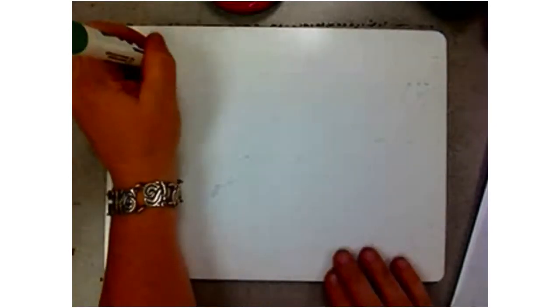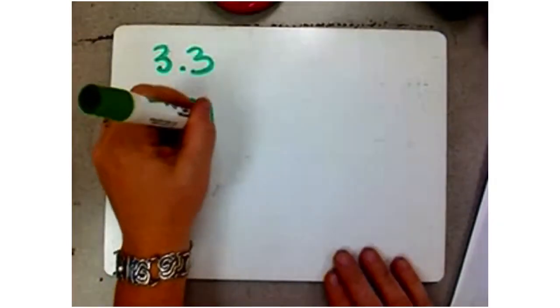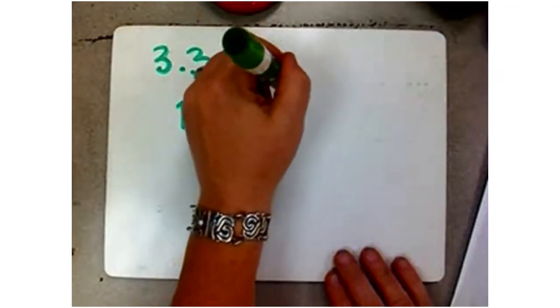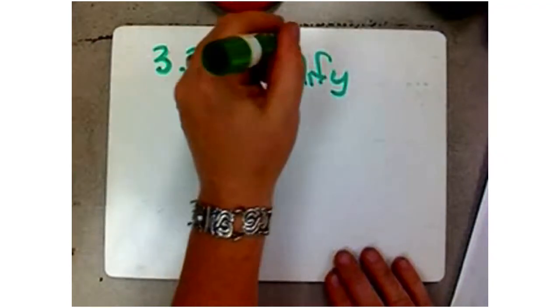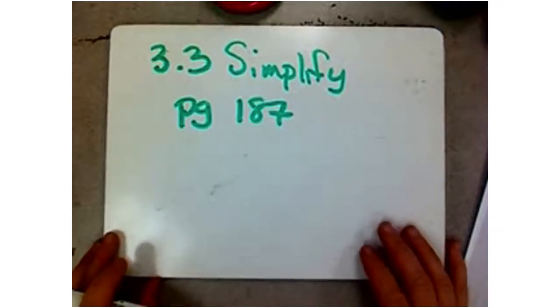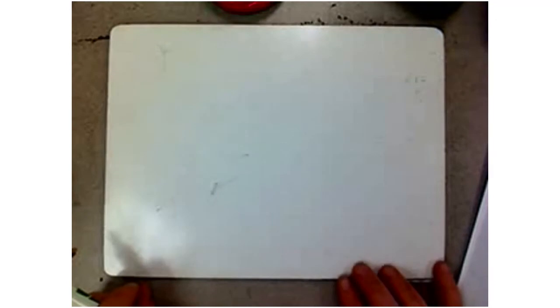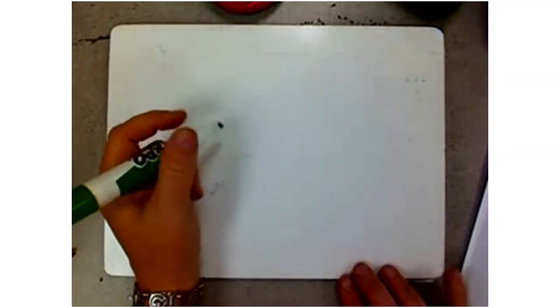It begins on page 187, and it's simplifying algebraic expressions. All right, we're going to simplify algebraic expressions. It reminds you about the commutative and associative property. You can add or multiply in any order, so we want to take advantage of that when we simplify these expressions.